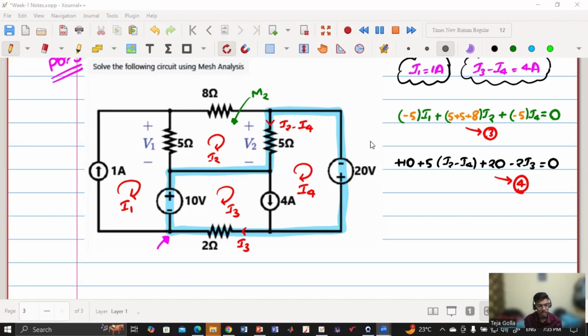I2 minus I4, because I2 is flowing from top to bottom in the clockwise direction. If you see, I2 is flowing in this direction and I4 is flowing in this direction. So if I am considering from top to bottom, I2 has more magnitude. So I2 minus I4, because I have considered the direction to be like that. Clear or not clear? Did you get it? Whoever was asking.